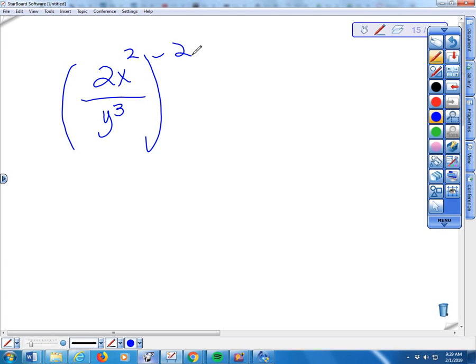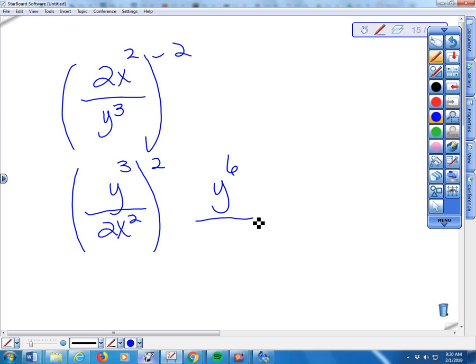This one, because it's a fraction, I'm going to start off by just flipping, because then I can get rid of the negative. So this is y cubed over 2x squared, and when I flip it, all it does is get rid of the negative, so it's still squared. What's y cubed raised to the second power? Y to the sixth. You multiply them. And what's 2x squared raised to the second power? Good. The 2 has to be raised to the second power. 4x to the fourth. That's the other one I got right.